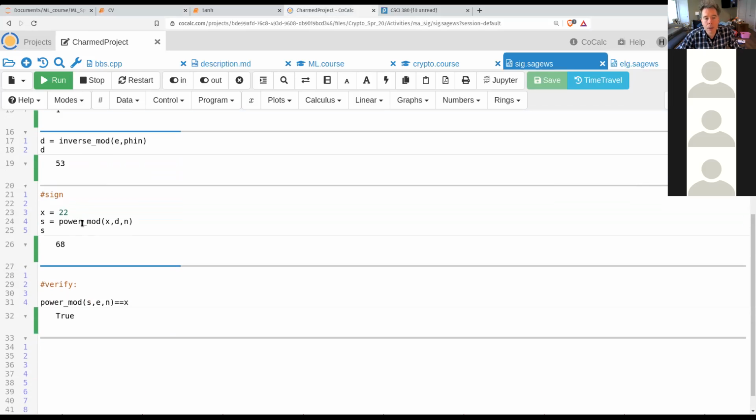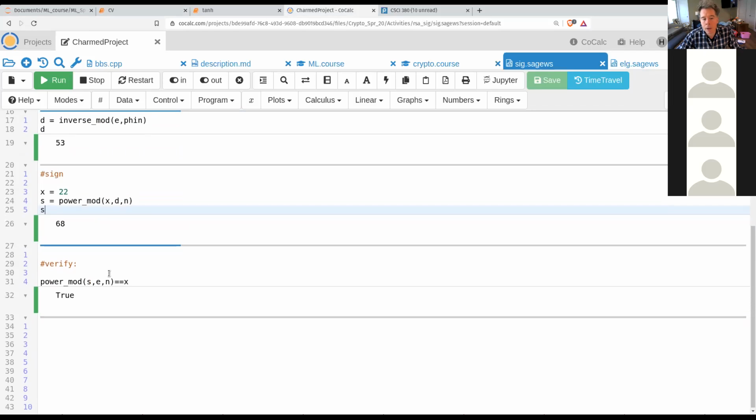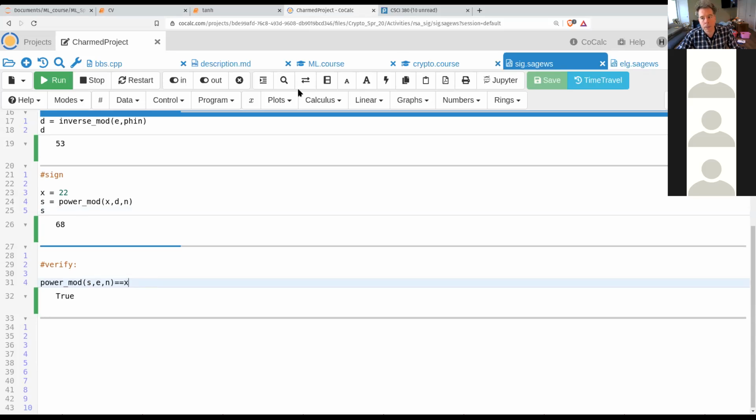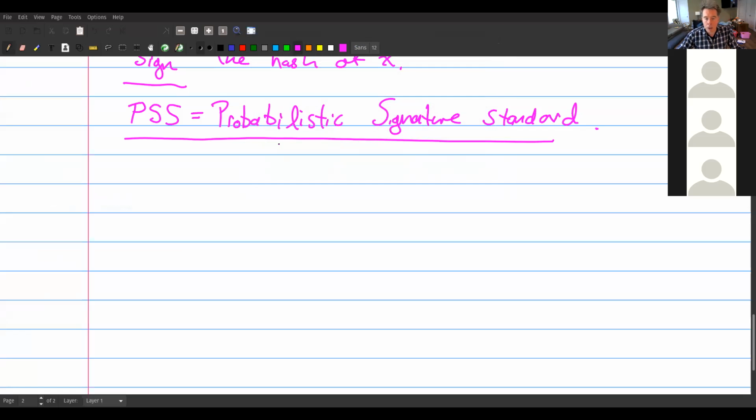Now to sign a message, you raise x to the power d mod n. So in this case, you get 68. And then to verify, you just raise s to the eth power and ask if it's equal to x, which is true. So that worked. That's the school book version, of course. Right. So the next topic is El Gamal signatures.